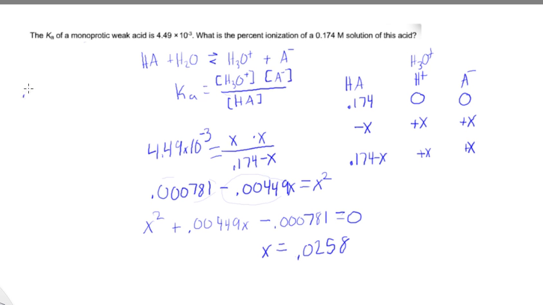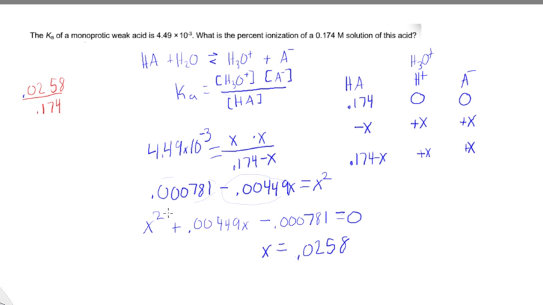okay, 0.0258 divided by 0.174, and actually that is, okay, 0.0258 divided by 0.174 is 14.8%. Okay, so that is the percent ionization.